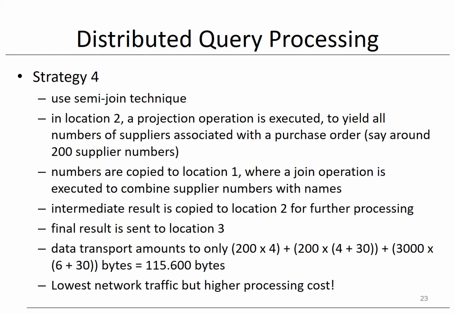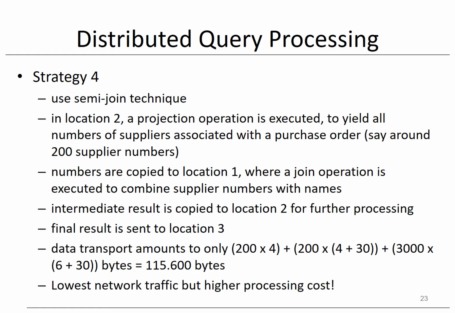Strategy 4. This strategy illustrates the semi-join technique. Here, projections are used to reduce tables before sending them over the network and joining them with other tables. In location 2, a projection operation is executed to yield all numbers of suppliers associated with a purchase order. We estimate this operation will yield 2000 supplier numbers. These numbers are copied to location 1, where a join operation is executed to combine the supplier numbers with the corresponding supplier names.